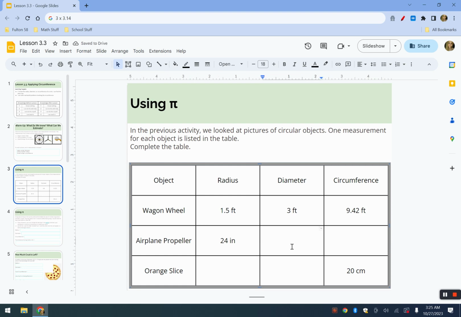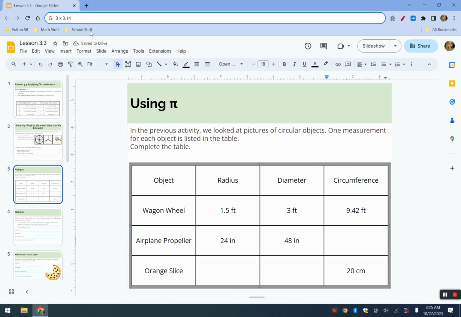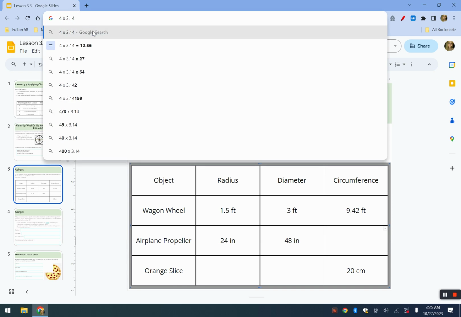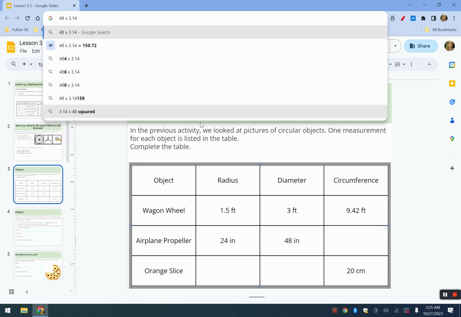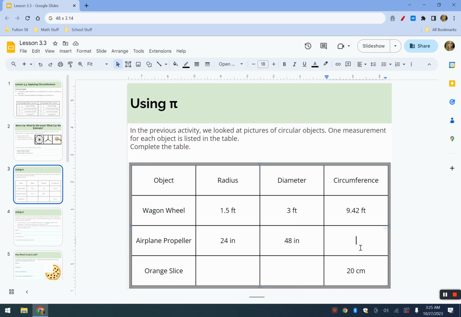If we know our radius and we're trying to find our diameter, we would multiply by 2. So 24 times 2 is 48. And then for our circumference, we take our diameter and multiply it by pi. We get 150.72.